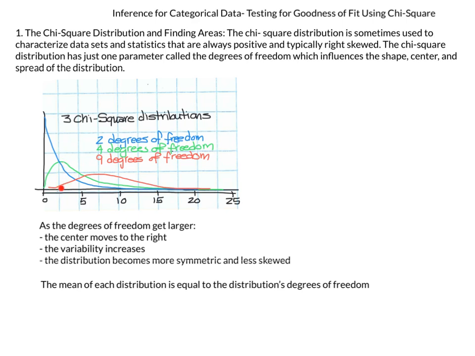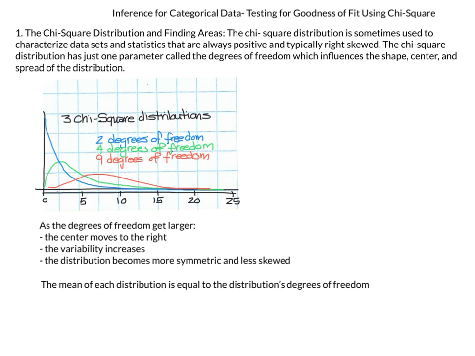And the center for the red, which is the 9 degrees of freedom, is over here somewhere around 7 or 8. The other thing is the variability increases. So in other words, the spread increases. You can see for 2 degrees of freedom, most of the data is over here, and it really shrinks down really fast. So it's within maybe four units is most of the data.